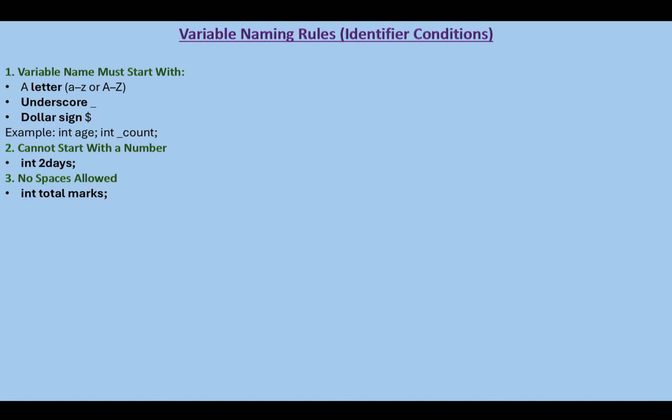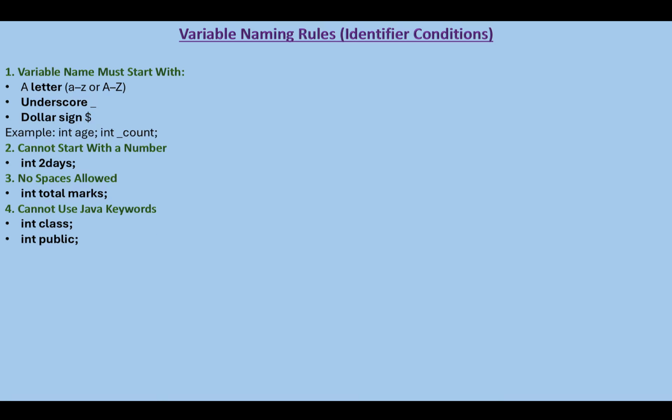Moving on, third rule, no space is allowed. If we need to declare multiple words as a variable, we need to remove the space in between them. We can club multiple words into a single one and that can be declared as a variable, but no spaces are allowed in between multiple words.